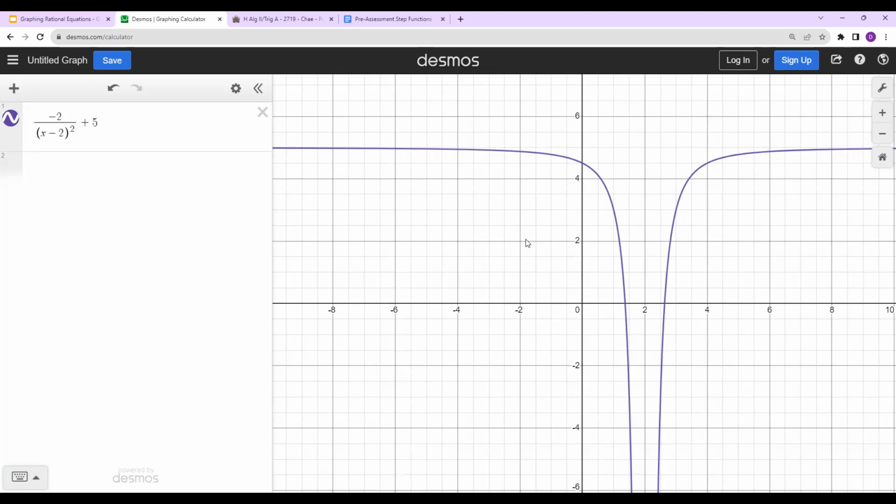Remember, it went up 5. So what would the range be? It didn't go past 5, right? So negative infinity to 5. You want to do the lesser first, so negative infinity comma 5.